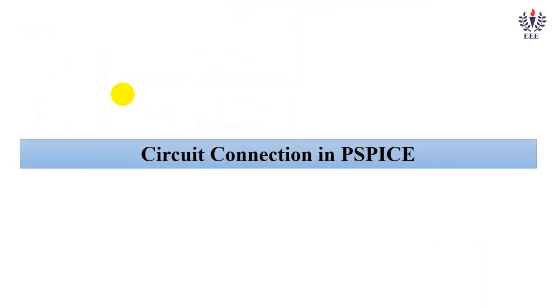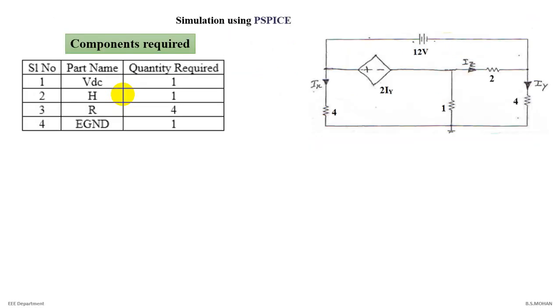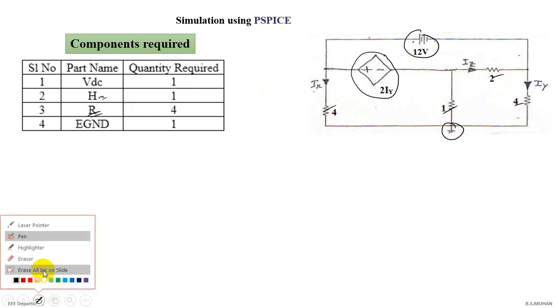Right. So now let's move on and see how we give connections in PSpice. Before that, let us see what components are required. You can see we have one VDC, that is the 12 volt, and we have one H part. The part name is H for this current dependent voltage source. And we have 4 resistances: 4 ohm, 1 ohm, 2 ohm and 4 ohm. And we need one common ground. So these are all the part names that are required.